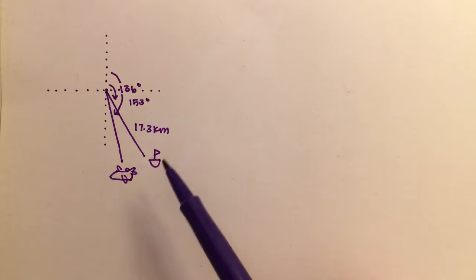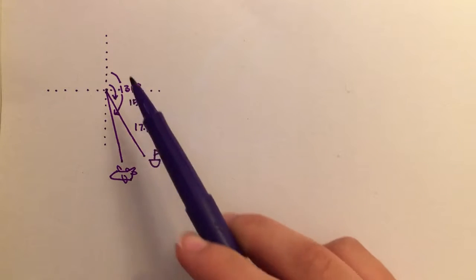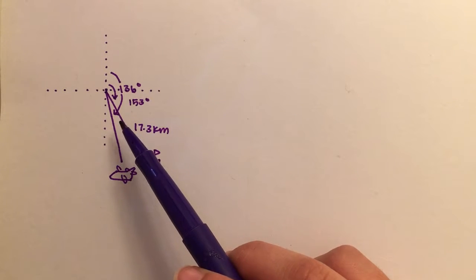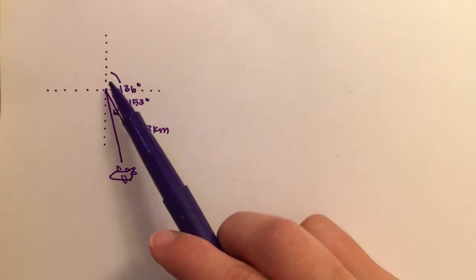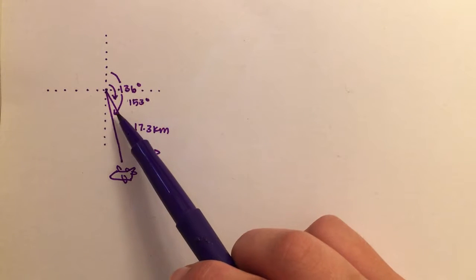I'm going to be doing problem 39 from chapter 3. So there's a radar station that locates a sinking ship at a range of 17.3 kilometers and a bearing of 136 degrees clockwise from the north, and bearings are measured from the north, so 136 degrees ends up down here.